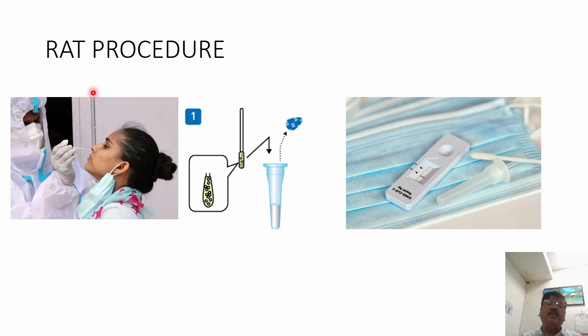So you can see the RAT procedure. It's very simple. We take the swab from the mid-turbinate, penetrate about 3 centimeters inside, and ask the patient to tilt the head at about a 70-degree angle. With the help of the swab, we keep it for about 3 to 4 seconds inside, so that the nasal secretions get soaked into the swab.